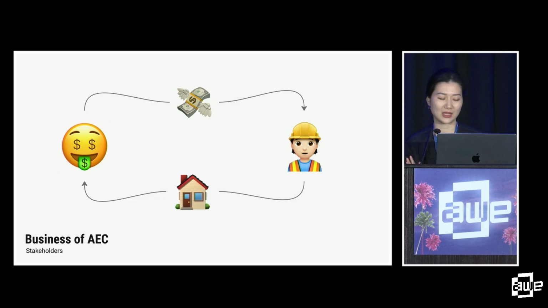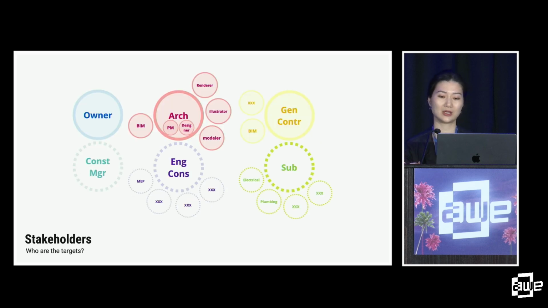The business of AEC is really simple. Basically, someone who has money pays someone who has skills in exchange for a building. The problem is building a house is very complicated. And in reality, the stakeholder map might look something like this. And note I didn't even fill in some of the stakeholders because there are just so many.